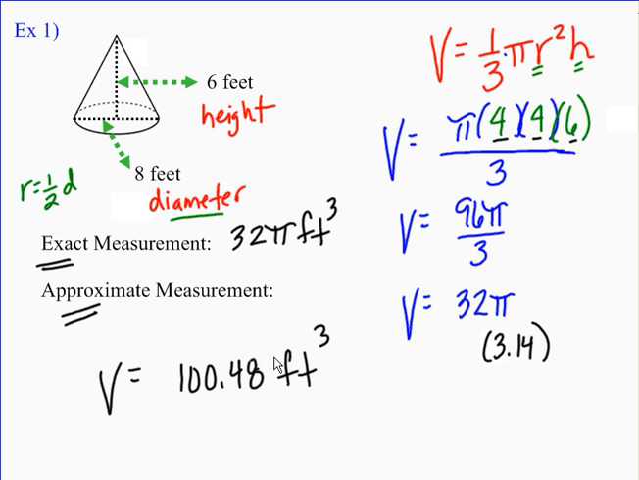Now, if we needed to round this to the nearest tenth, we would actually round it to be 5/10 because 48 hundredths is closer to 5/10 than it is to 4/10. So 100.5 feet cubed. So hopefully that helps you understand how to use the formula for the volume of a cone.